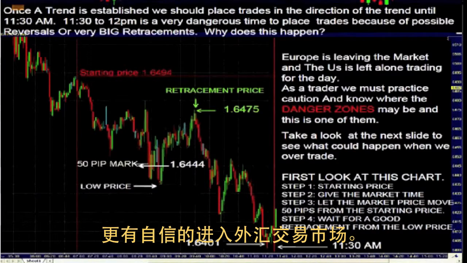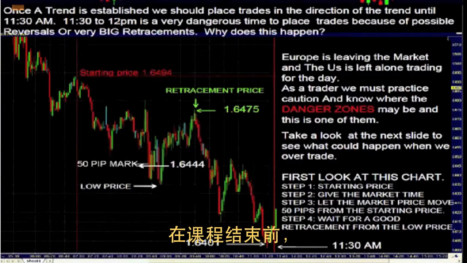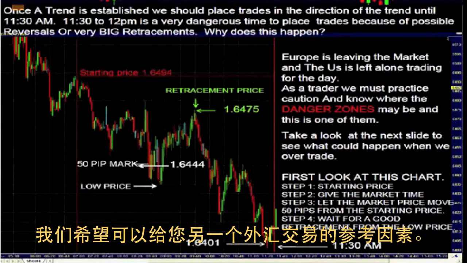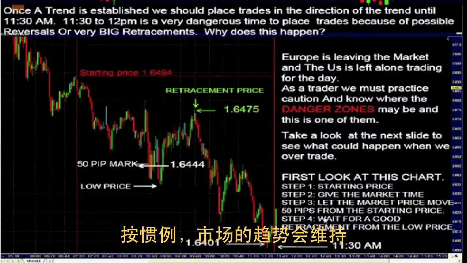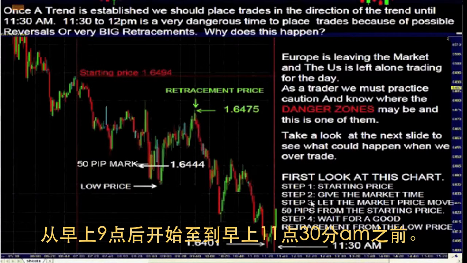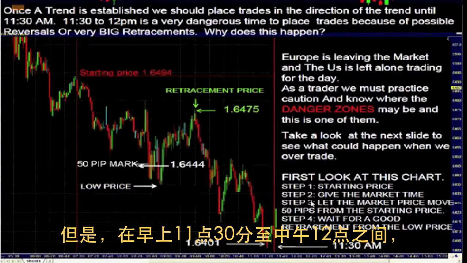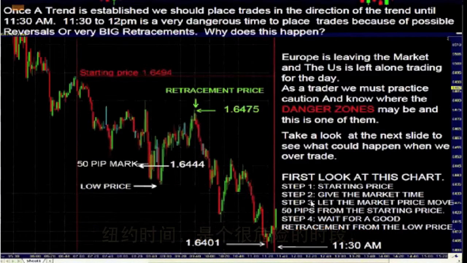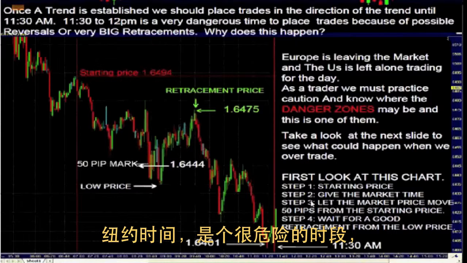Now, just before we end this topic, we would like to give you an observation and a reference when you're trading in the foreign exchange. Normally when the trend, as you can see here in this example, after 9 o'clock in the morning, we could remain consistent in the trend until 11:30 to 12 noon. This time during the US session can be the most dangerous session to trade because Europe is starting to prepare itself to leave the market.